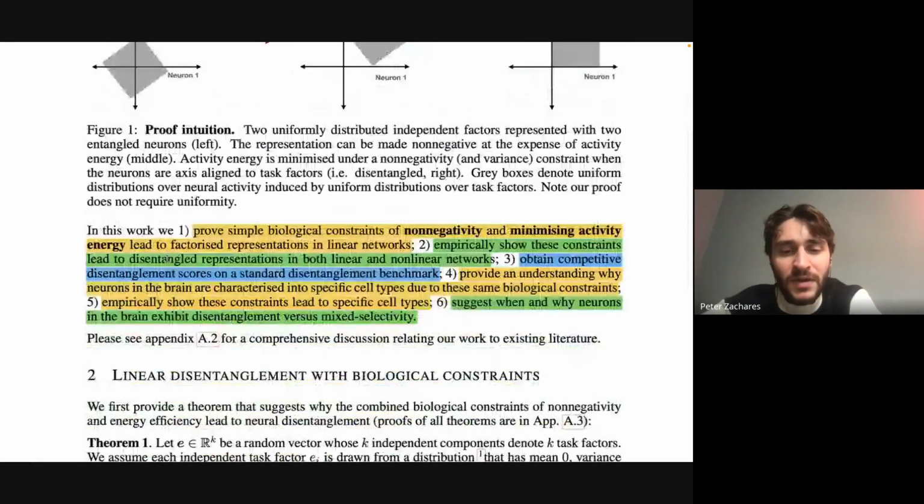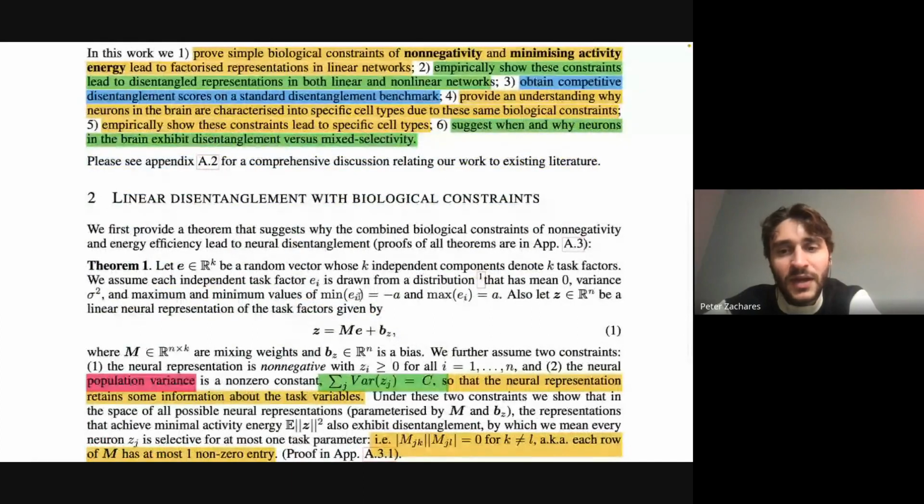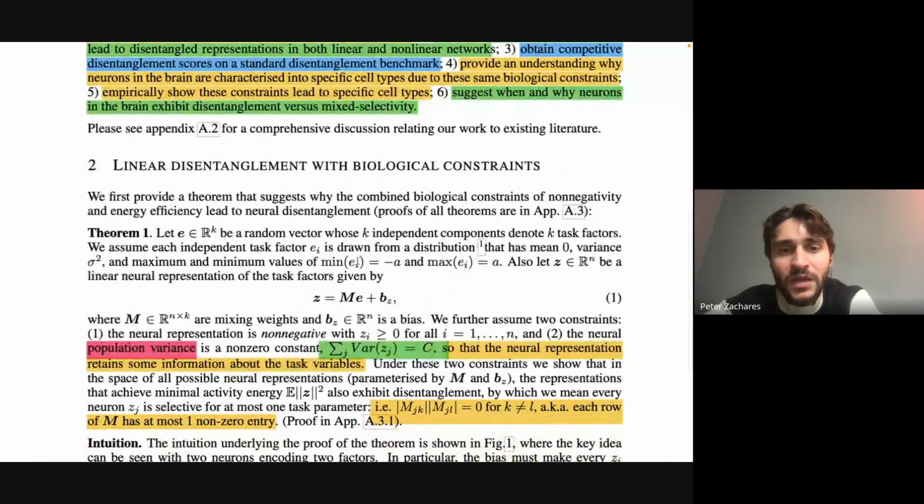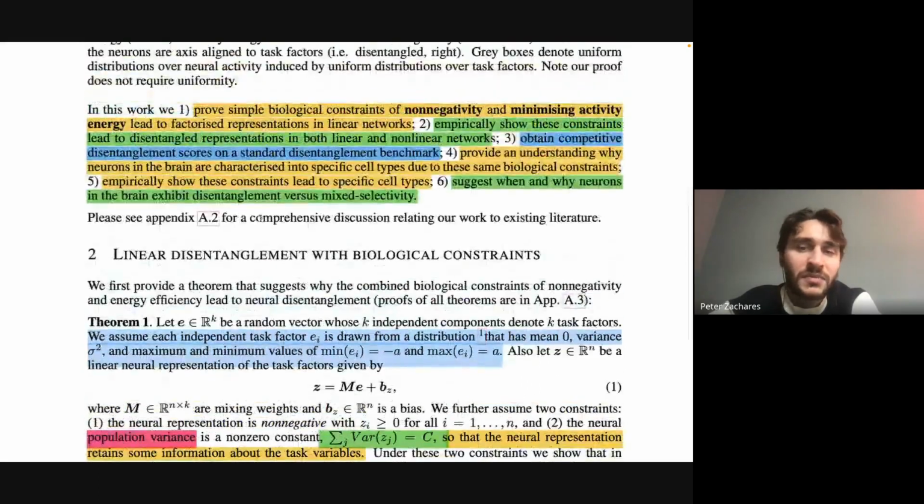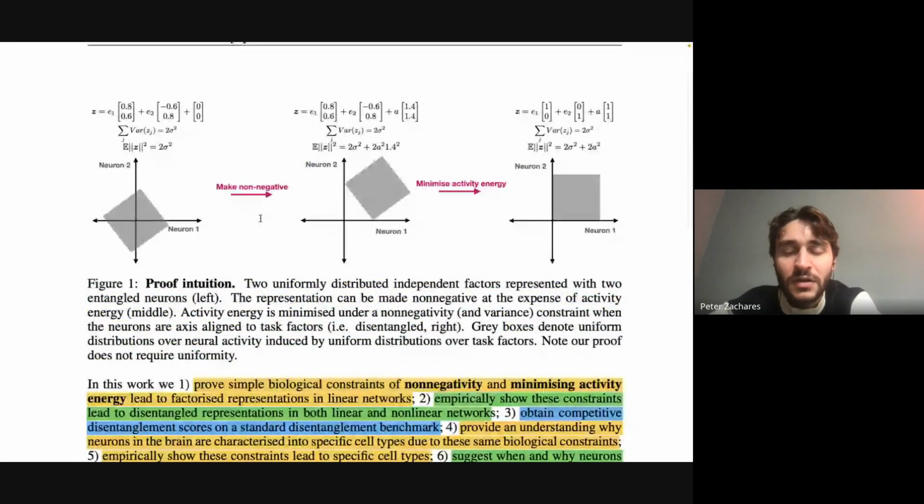So yeah, sorry. Maybe I'll say that they make the assumption in the proof that E is a random vector that has k independent components, the task factors. Each task factor is independent of the other ones, has a mean of 0 and a variance of sigma squared, and has a maximum and minimum value of -a and a. It's like a truncated Gaussian, or some other distribution that fits all those criteria.